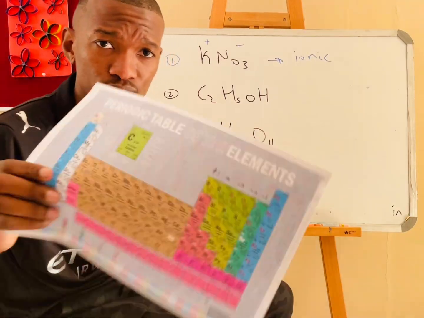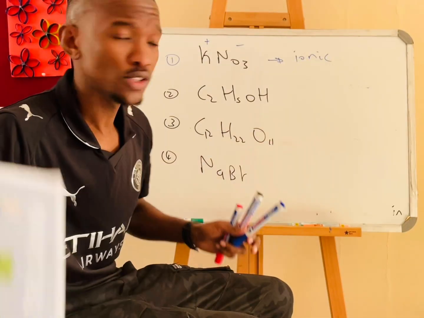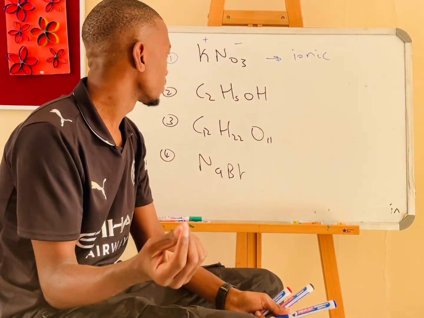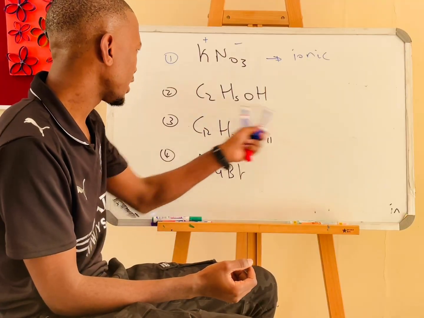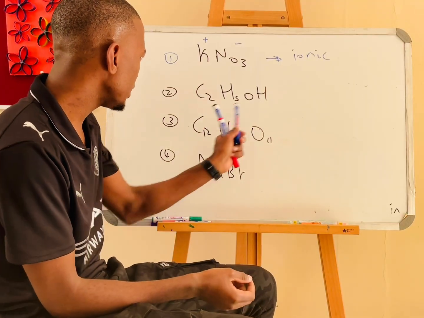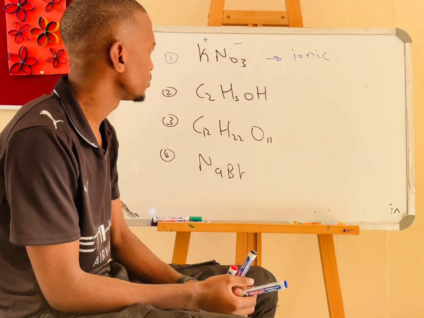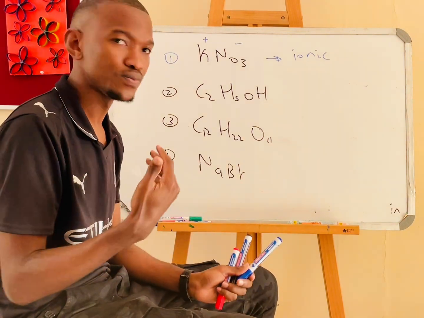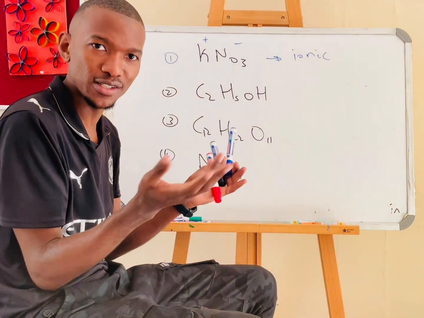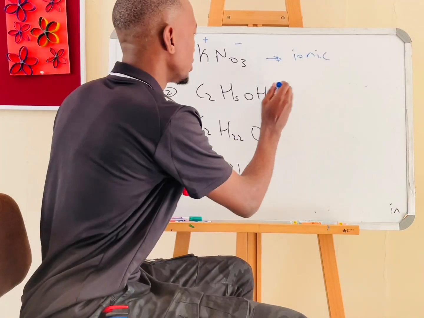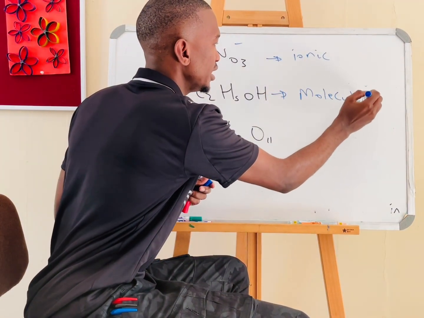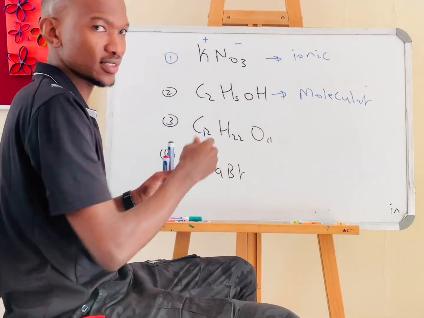Here, do you see any metal? Look at your periodic table. Carbon, hydrogen, oxygen, they are all non-metals. And this one is like your ethanol, an alcohol, which is molecular. It's molecular because they are all non-metals. It's a covalent bond. So this one is molecular, because they are all non-metals, right?